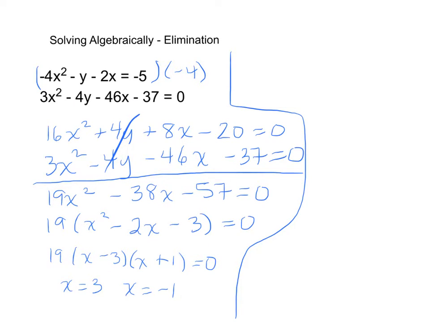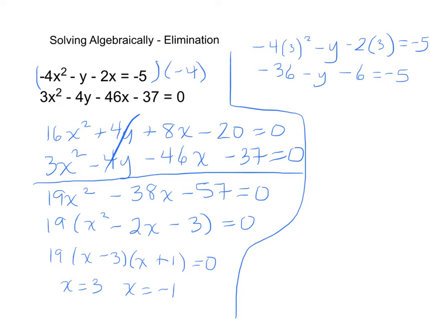Now to figure out y, I'm going to do negative 4 times 3 squared minus y minus 2 times 3 equals negative 5. So I replace both x's in that first equation with 3. And let's see what that works out to. Negative 4 times 9, that's negative 36. Minus y minus 6 equals negative 5.